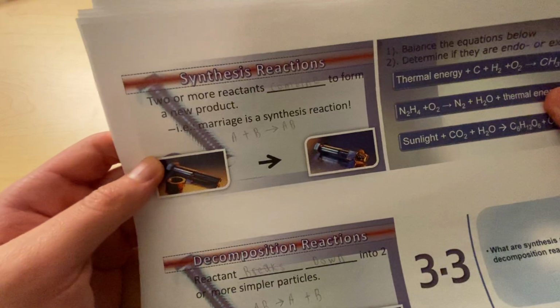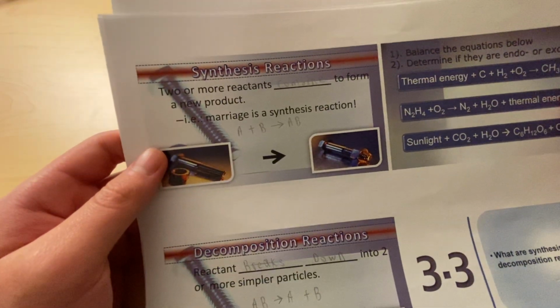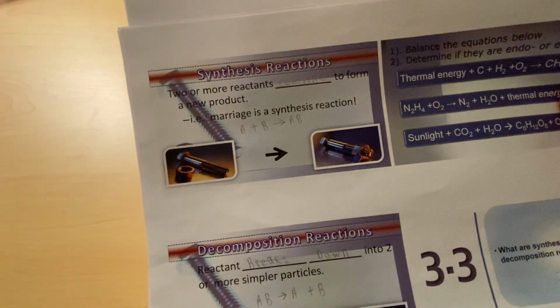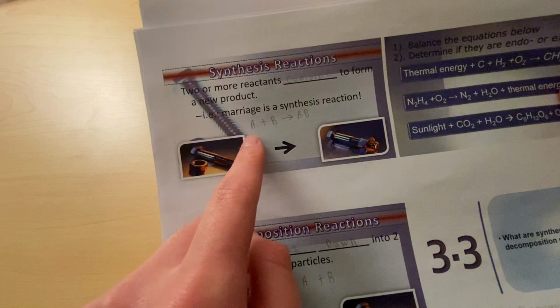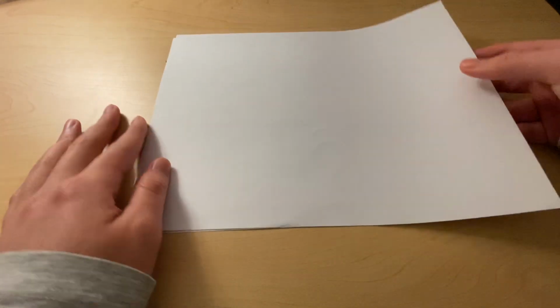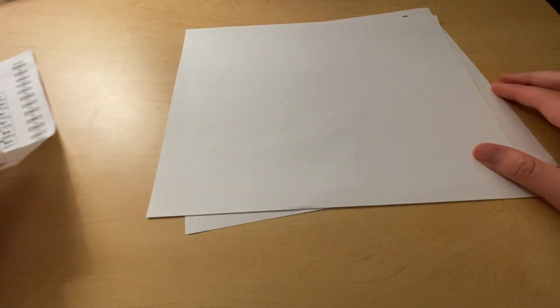A synthesis reaction is when 2 or more reactants combine to form a new product. So this is the algebraic way of doing it. I'm not going to do that. I'm just going to get straight into the chemistry, all right? So it's a synthesis reaction, to repeat one more time. It's 2 or more reactants combining to form a new product, all right?